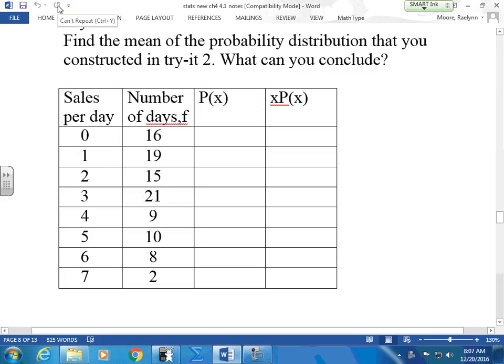19 days, 1 sale. 15 days, 2 sales. 21 days, 3 sales. 9 days, 4 sales. So I'm looking at sales per day and how many days they had that. How do I find the probability of 0 days coming up?